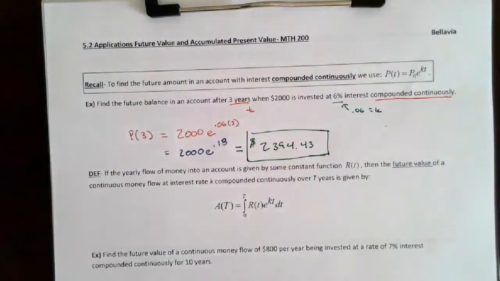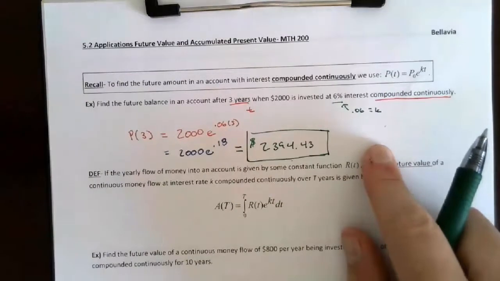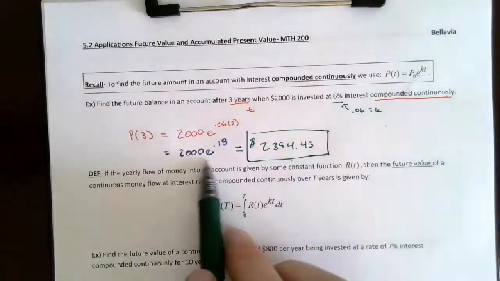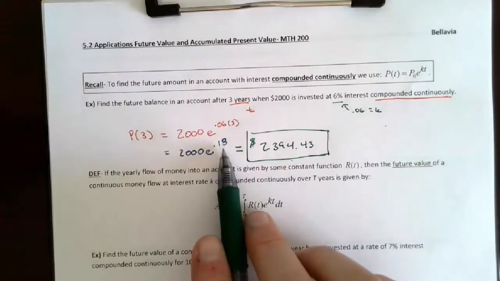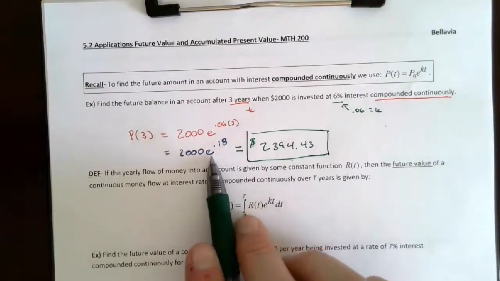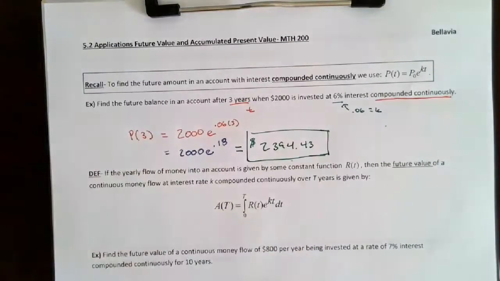And I could ask you how much you earned in interest. You would take this and just subtract off the principal, the $2,000. But this is something you should probably already know coming into this. The only other thing I want to point out is that when you're evaluating this, if your calculator does not display everything on the screen like mine, you want to type in the exponent first, then exponentiate, then multiply by 2,000.